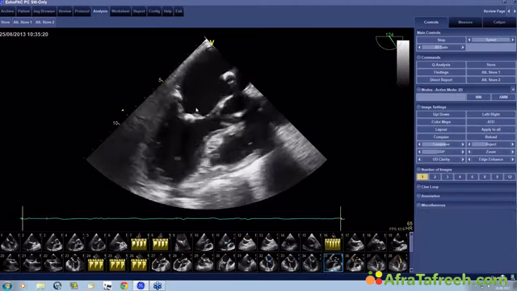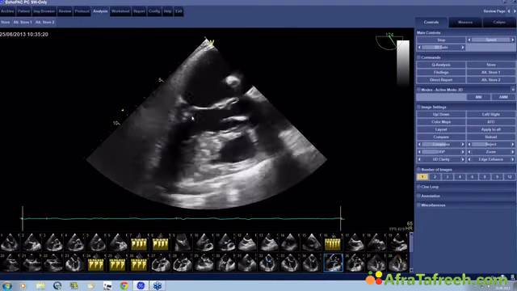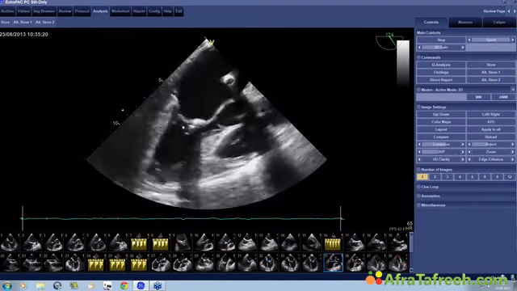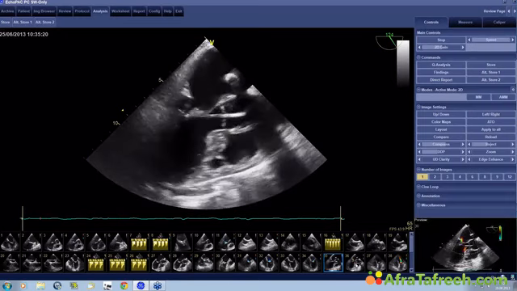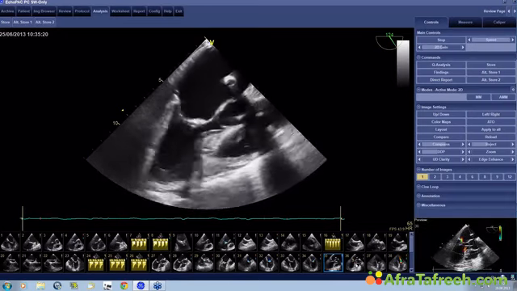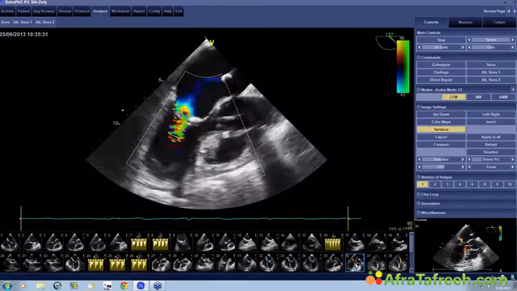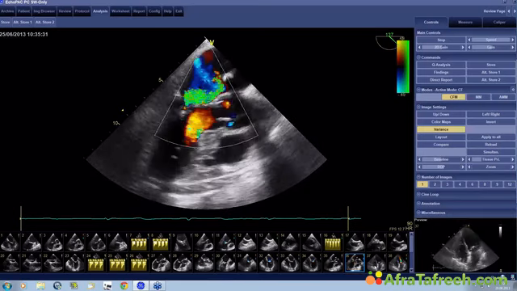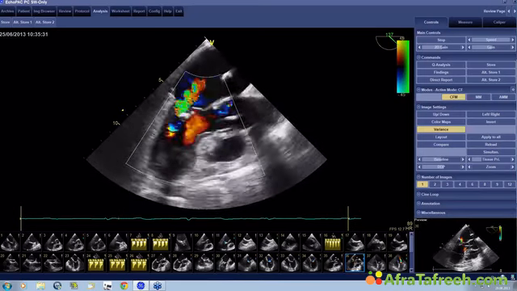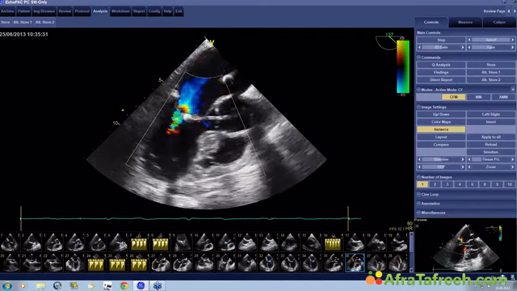The valve itself seems to move okay. It's still stenotic, obviously. We never get complete relief of the stenosis, but in a certain sense, we should at least see a bit more opening, and it's kind of difficult to see that there was more opening.